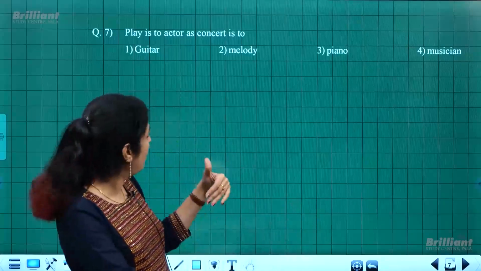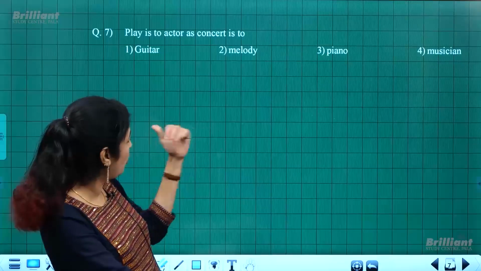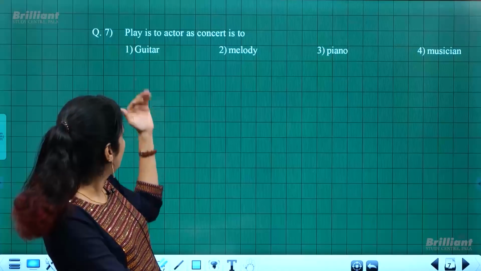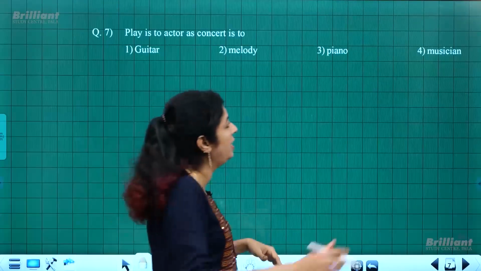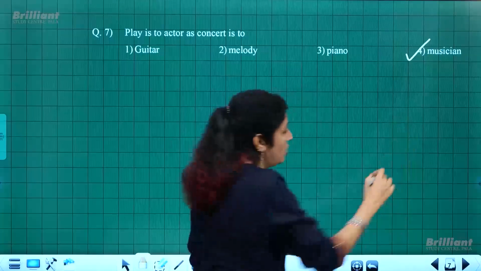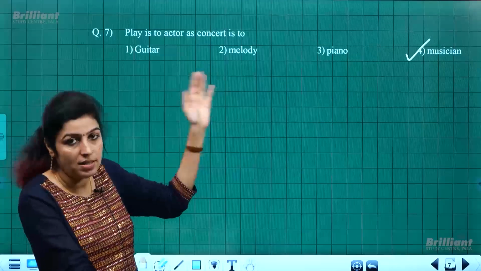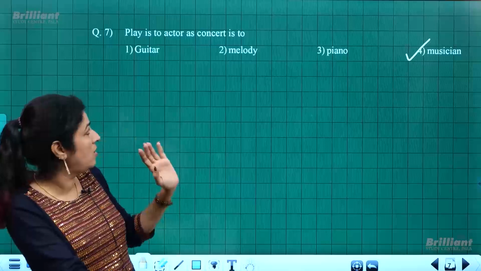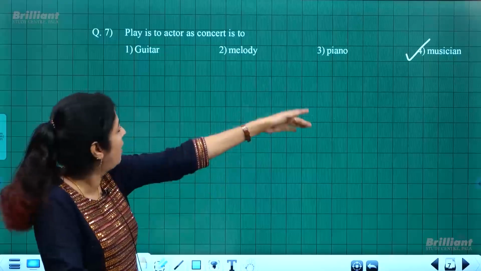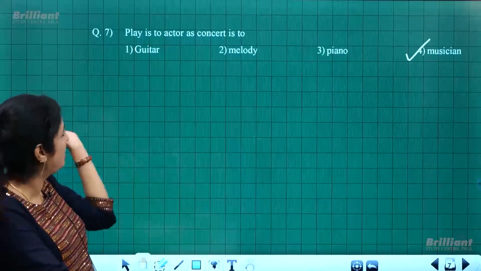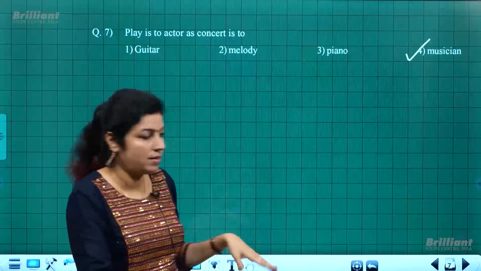In exactly the same way, for concert, which person is connected to that? Just like for a play you need an actor, for a concert we need a musician. So take it that way. To have a play on stage we need an actor. The same way, to have a concert on stage we need a musician. Even if you have a piano, a melody, a guitar, all other things, but not a musician, it won't be a concert.